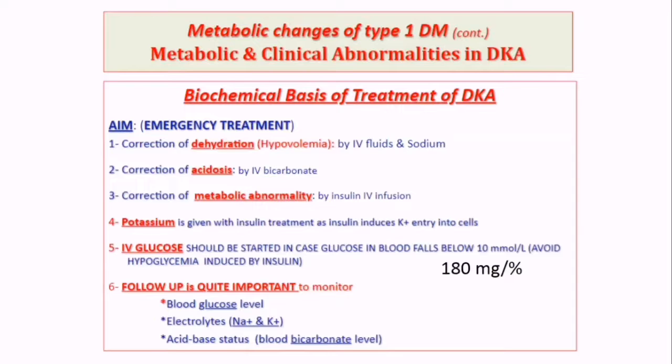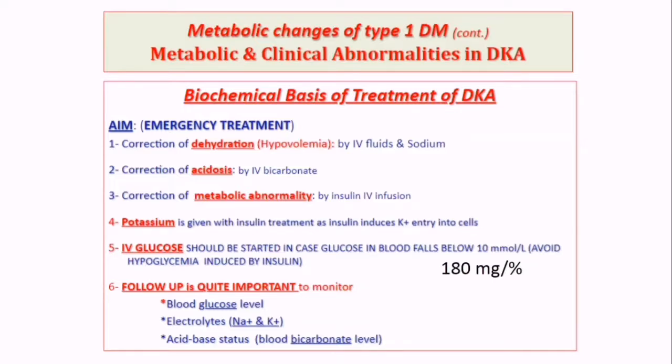So what is the biochemical basis of treatment of diabetic ketoacidosis? The aim is to correct the dehydration and hypovolemia, which can be done by IV fluids and sodium infusion. And correction of acidosis is how? It is by intravenous bicarbonate, and the correction of metabolic abnormality, that is glucose and lipids, by the insulin. And potassium is always given with the insulin treatment, as insulin induces potassium entry into the cell.